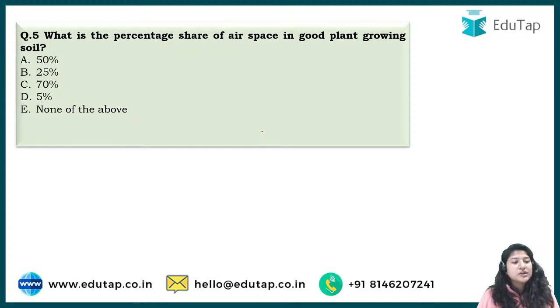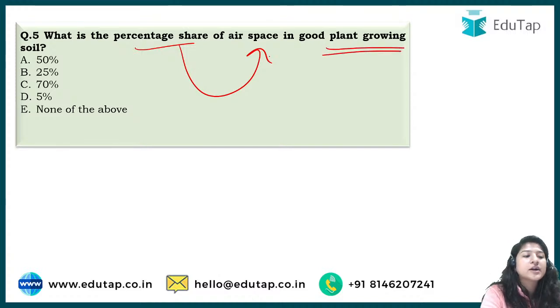That is the last question for today, which says, what is the percentage share of air space in good plant growing soil? Why have I incorporated this question? Because in this NABARD Grade A 2021 Phase 1 also, a similar question was there. Actually it was about what the spaces present in soil are known as, and the answer was soil pores or porosity. So do not think only hard questions are asked in examination. Simple questions can also be asked, but you need to be thorough with the concept. That is how you are going to answer that.